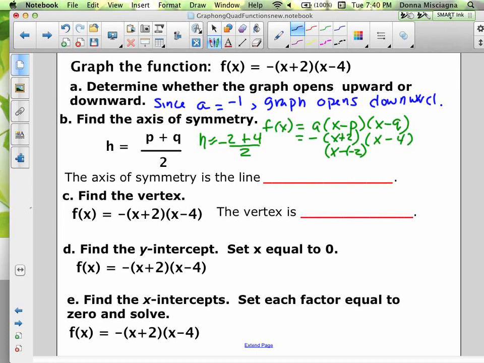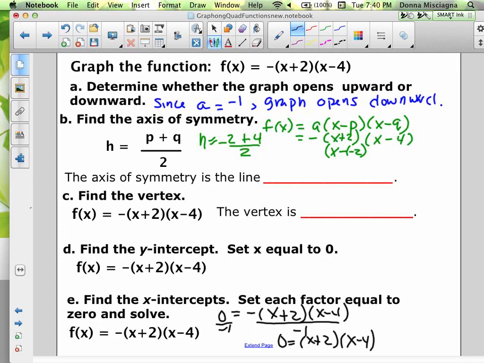first, because nobody says you have to find the vertex first, you'd plug in 0 for the f of x: 0 equals negative x plus 2, x minus 4. And so if you divided by negative 1, your factors would still be equal to 0. So 0 equals x plus 2 times x minus 4. And so you're still going to have the exact same factors.